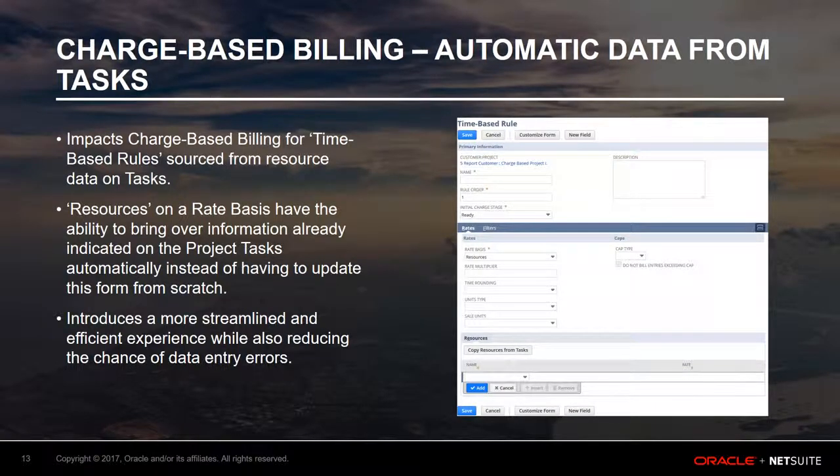In 18.1, we are introducing a new automated capability called charge-based billing for time-based rules. This feature enables users to source data from resource data on tasks. When selecting resources on a rate basis, you now have the ability to bring over information already indicated on the project tasks automatically. It's no longer necessary to update this form from scratch. This makes for a more streamlined and efficient experience while also reducing the chance of data entry errors.